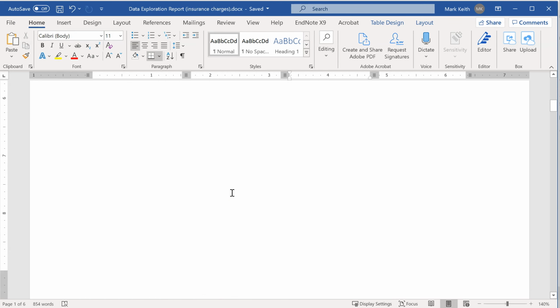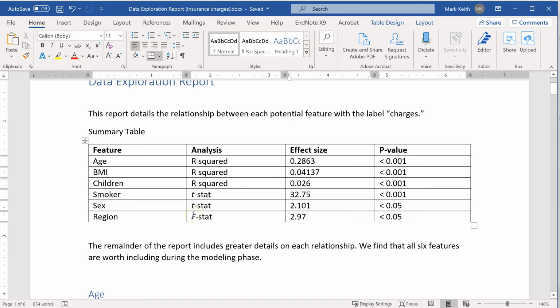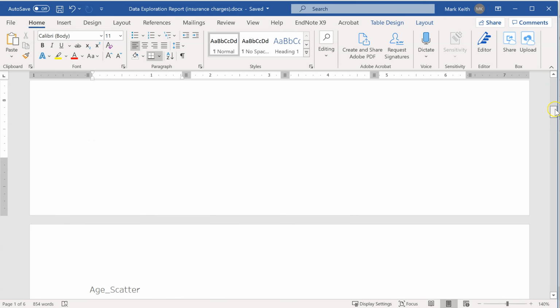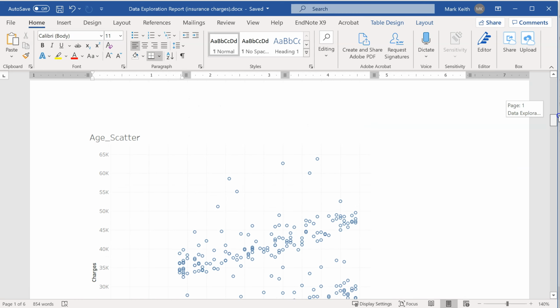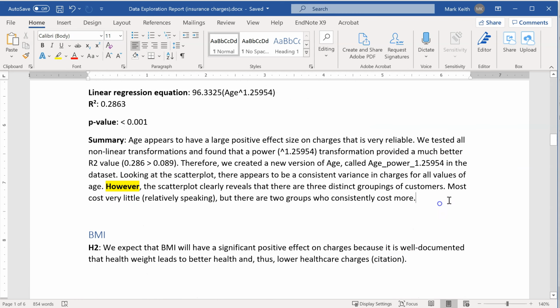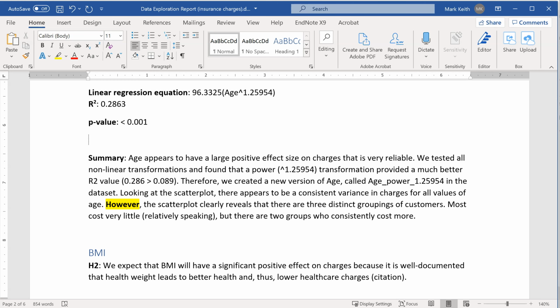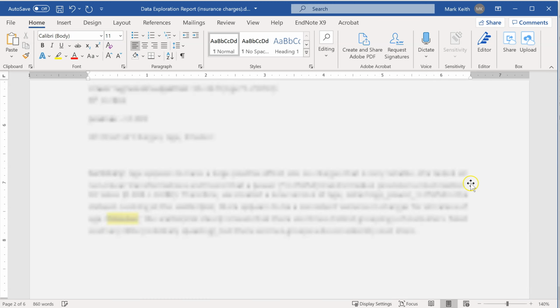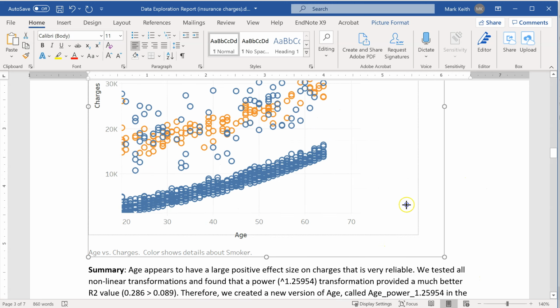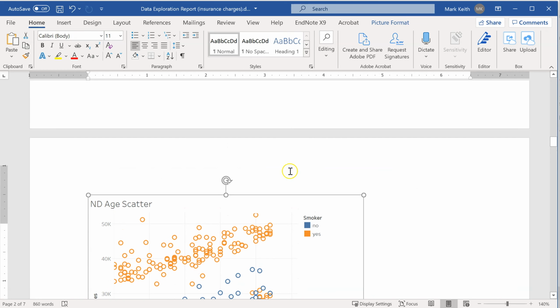And since it wasn't an interaction effect, it just simply helped explain some of the weird effects of age. I could put this in a number of places, but I think I'll put it here under age scatter, probably right here. I'll call it a 3D chart of charges, age, and smoker. All right.